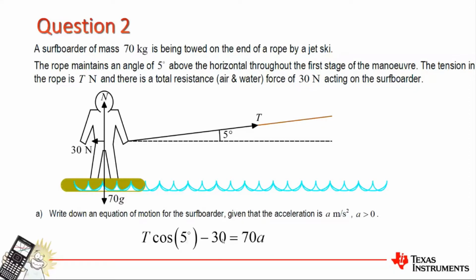So T cos 5 minus 30 is the net force acting on the surfboarder in the horizontal direction, and that is equal to the mass, which is 70, times their acceleration. So that right there is the equation of motion for the surfboarder. I didn't convert cos 5 to decimals because the question did not mention anything about decimals. So this is basically as exact as we can get it.